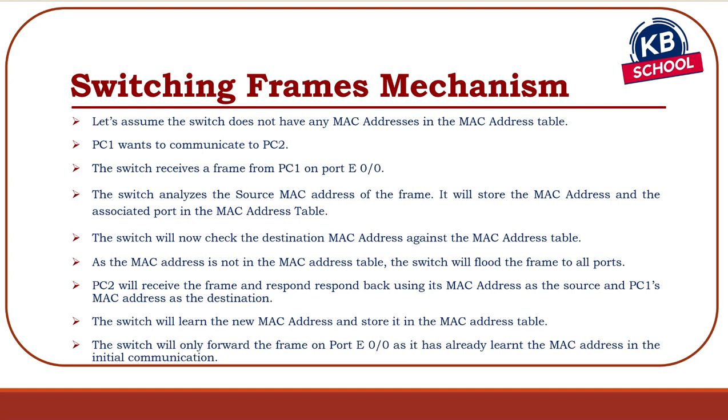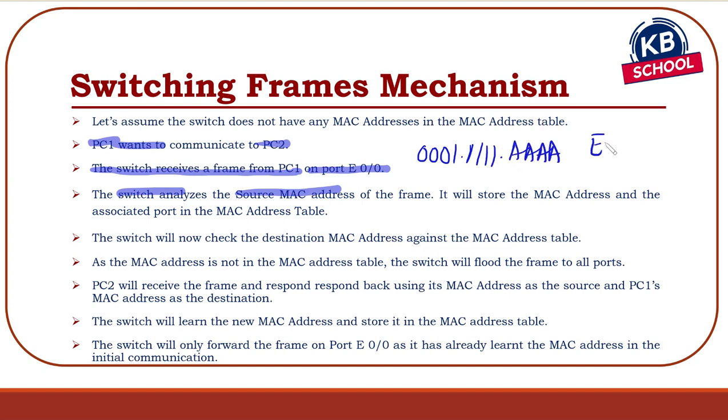Now, the basic example that I just went through, I've just documented that for you guys as well. So if you want to go back and read it, let's assume the switch does not have any MAC addresses in the MAC address table. PC1 wants to communicate to PC2. The switch will receive the frame from PC1 on Ethernet 0/0. The switch will analyze the source MAC address of the frame. It'll store the MAC address. So that's where it would have created the MAC address entry for PC1 off of E0/0.